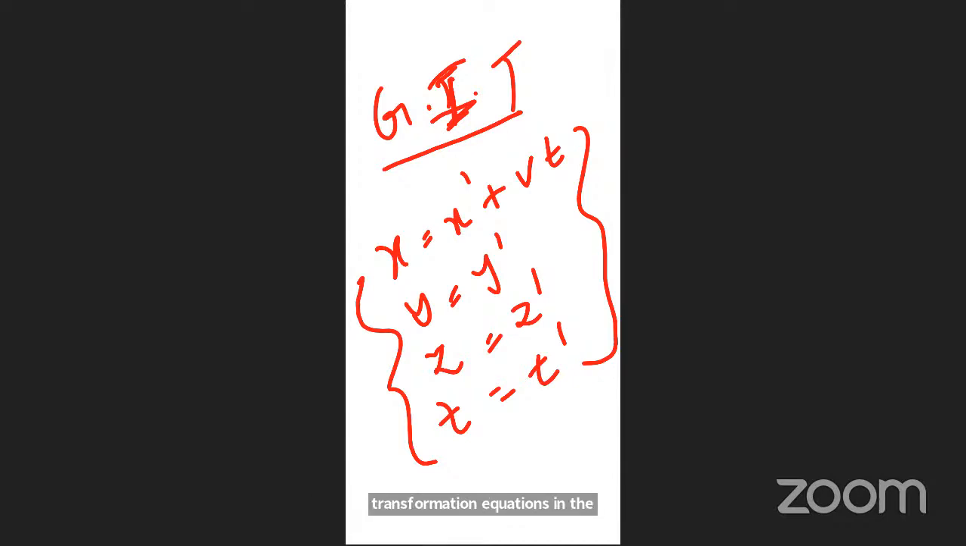Next is the postulates of the Galileo transformation equations, that is, the two postulates of the special theory of relativity.